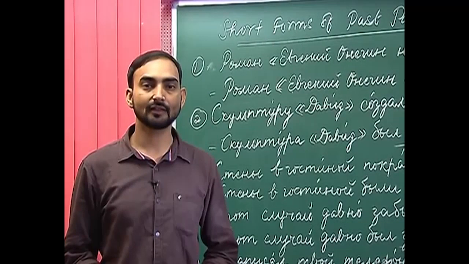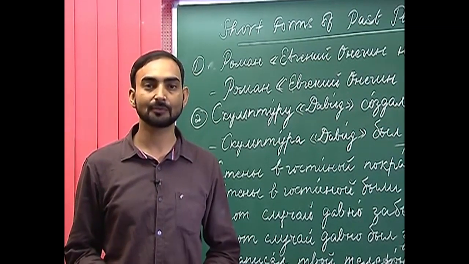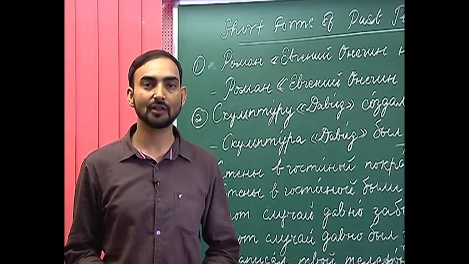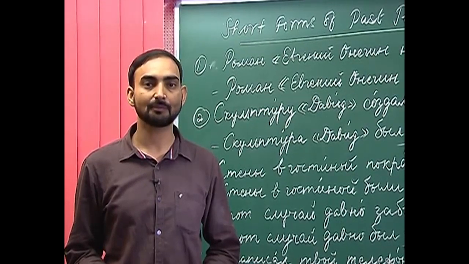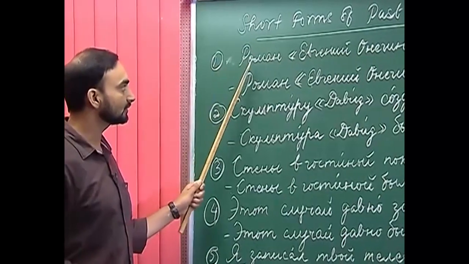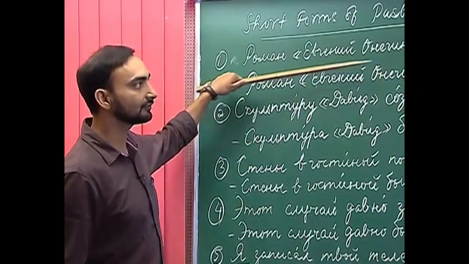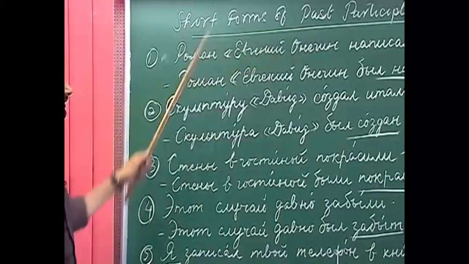Since we have already discussed the rules of changing active constructions into passive, let us try to practice the rules by using short forms of passive participles and converting the active construction into passive. The first sentence that I have written here is in the active voice or active construction.